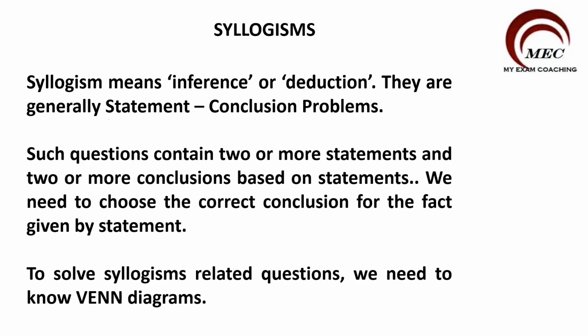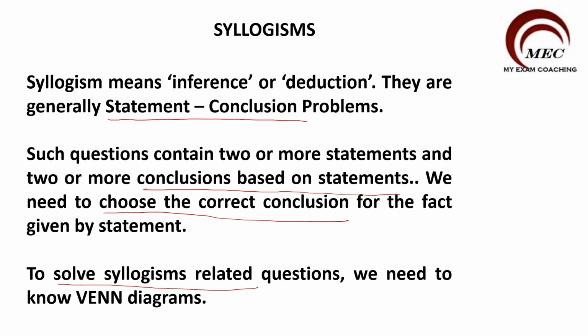So statement and conclusion problems will be given. Based on the statement, we have to check whether the conclusions are correct or not, and choose only the correct conclusion. Conclusions 1, 2, 3, 4 or two conclusions are given, then options are given, like only conclusion 1 is correct, only conclusion 2 is correct, like that. You have to select which conclusion is correct, and you can decide that only when you solve the given syllogism.